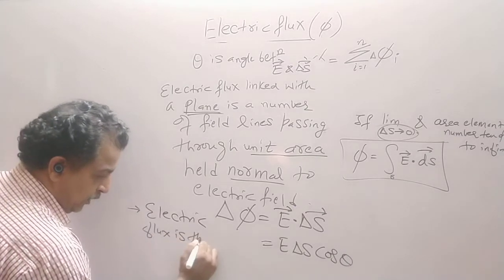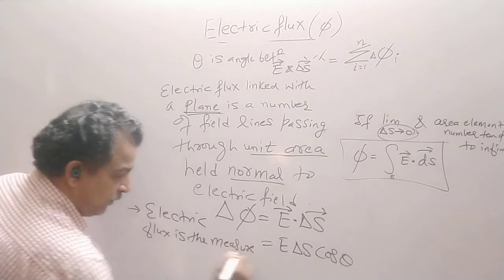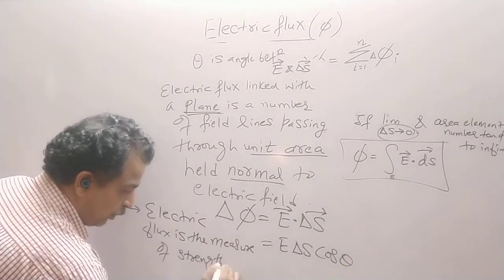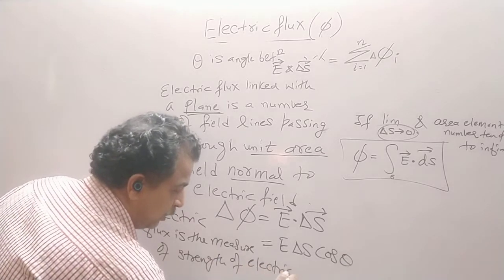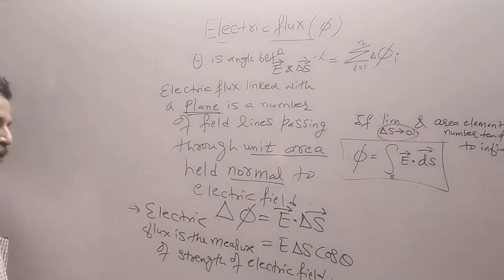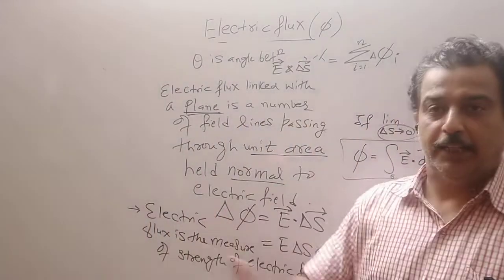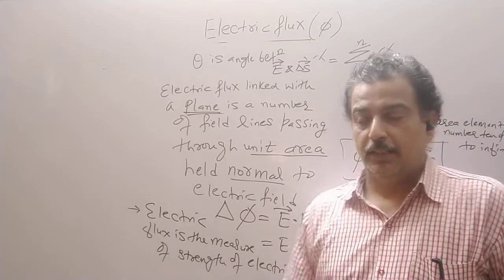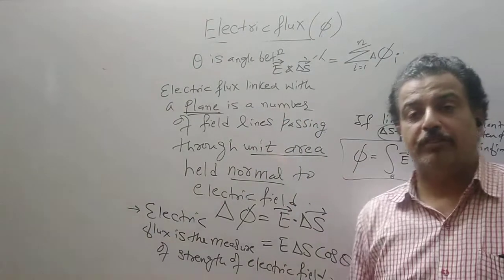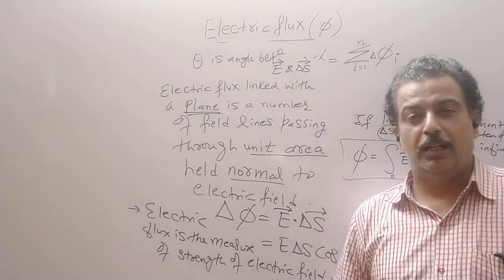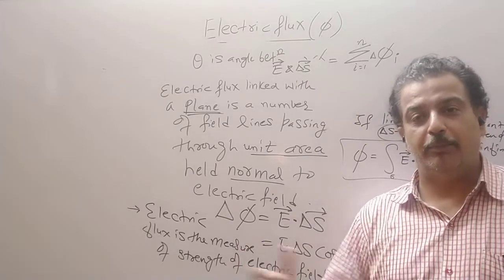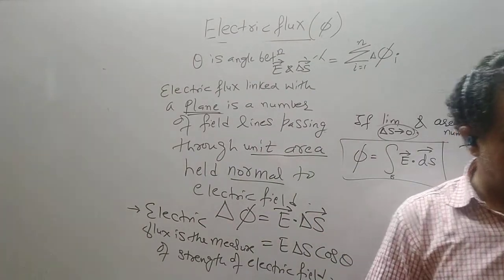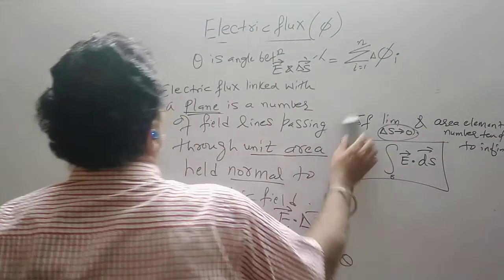is the measure of strength of electric field. It is the measure of the strength of electric field. More is the electric flux, more is the strength of the electric field. So this also gives the strength of the field. Flux is a simple scalar quantity, it is a number only. So this is the definition for electric flux associated with a plane surface.